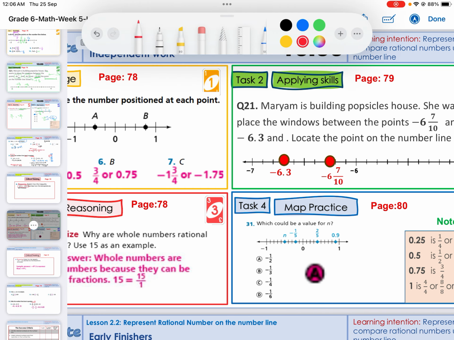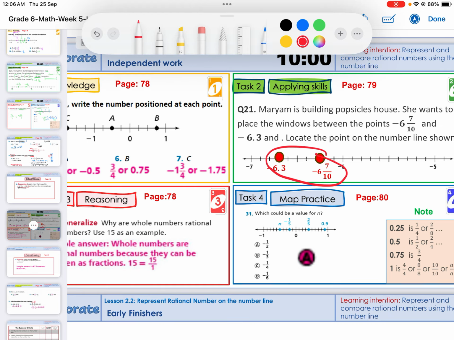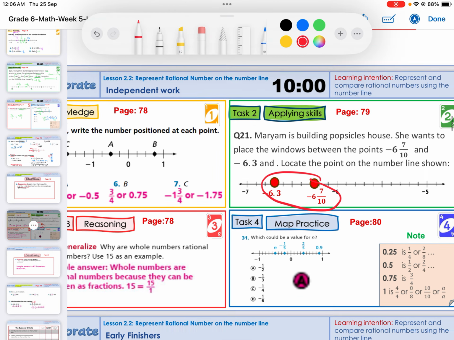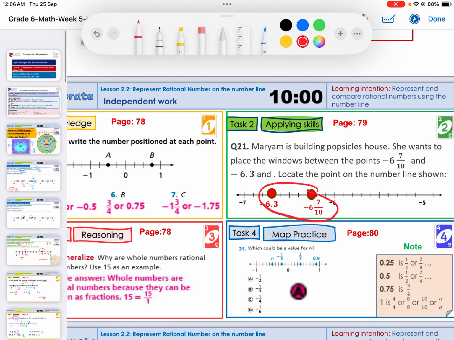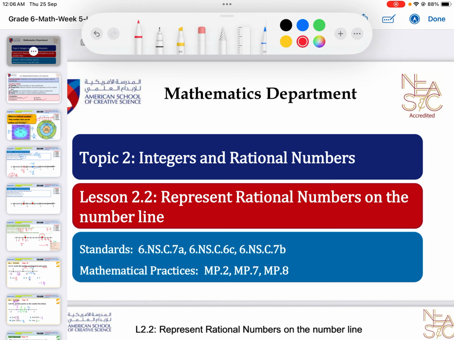Oh, by the way, I noticed that there is a mistake in this question. So, yeah, mistakes happen. Ignore it. You can fix it yourself. And we learn from our mistakes. Okay, so that's it for lesson 2.2, how to represent rational numbers on the number line. I hope you guys understand it now, and I hope you can complete the book questions on your own. Yeah, that's it. See you when I see you.